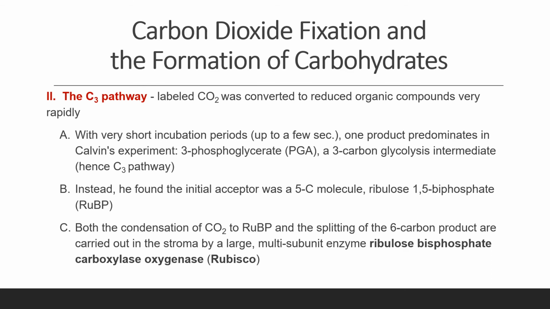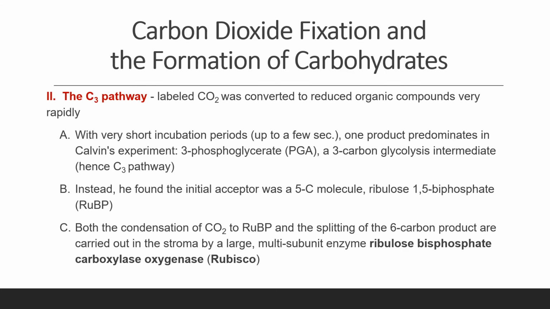Okay, so Calvin's group initially suspected that carbon dioxide was being covalently linked or fixed into a 2-carbon compound to form the 3-carbon PGA molecule. However, because the first intermediate to be identified was a 3-carbon molecule, plants that utilize this pathway to fix atmospheric carbon dioxide are referred to as C3 plants. After further investigation, it became apparent that the initial acceptor was not a 2-carbon compound, but a 5-carbon compound, which is what they call ribulose 1,5-bisphosphate, or the RuBP.